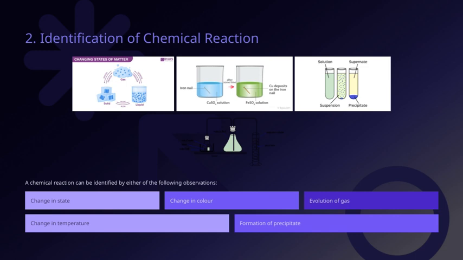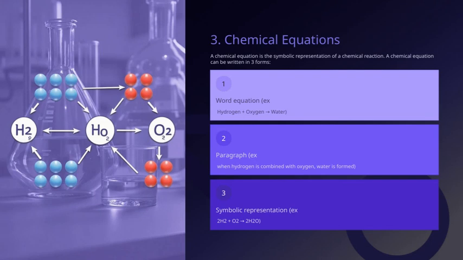Temperature change is another clue. Reactions can either release heat, making things warmer, or absorb heat, causing cooling. Lastly, a change in state, such as a solid turning into a liquid or a liquid turning into gas, can also signal a chemical reaction. Recognizing these signs helps us understand when a chemical change is taking place, which is crucial in studying chemistry and understanding how substances interact. Now, let's look at a common example of a chemical reaction.